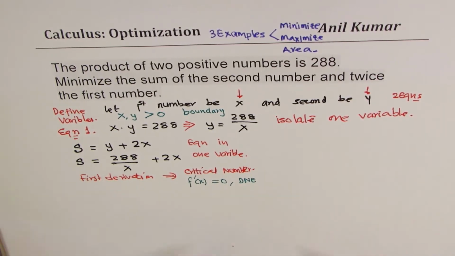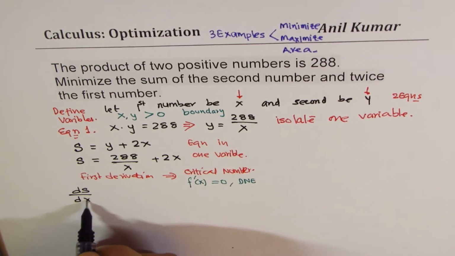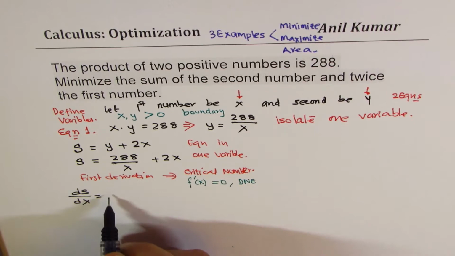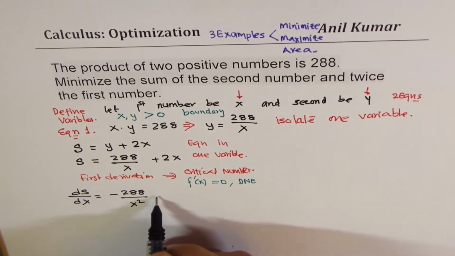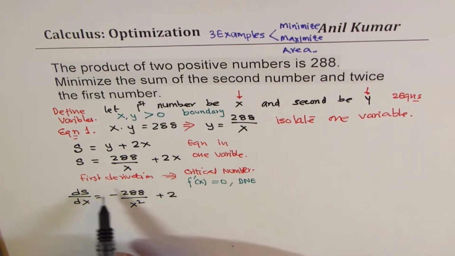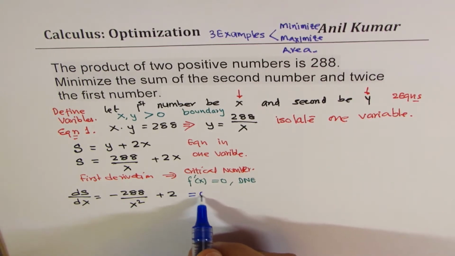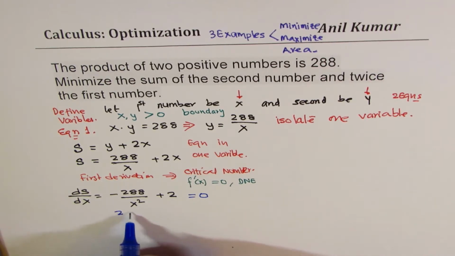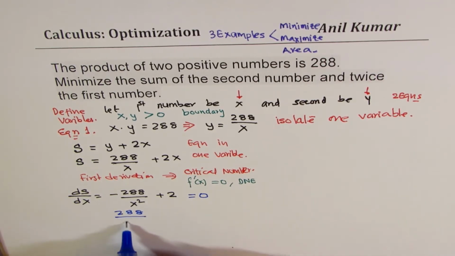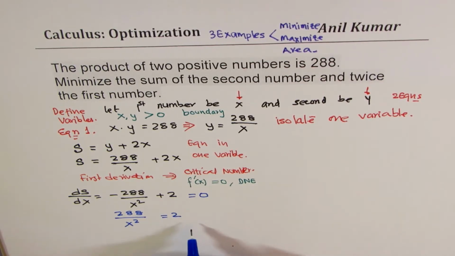Now, first derivative, that means we'll differentiate the sum with respect to x. So you get minus 288 over x squared plus 2. To get the critical number, we are going to equate this to 0, right? So we'll equate this to 0 to find our critical number. That gives us that 288 over x squared is equal to 2. Rearrange and find x.